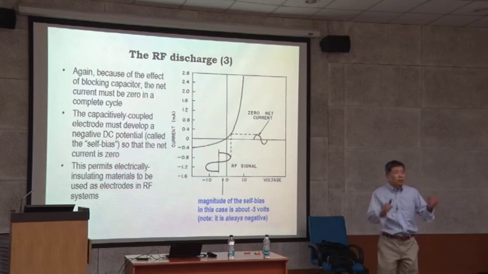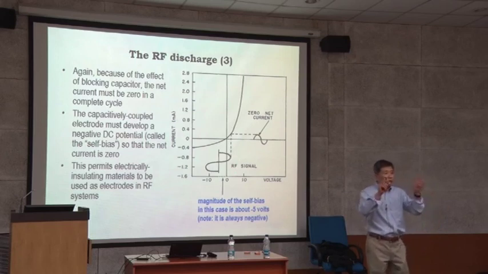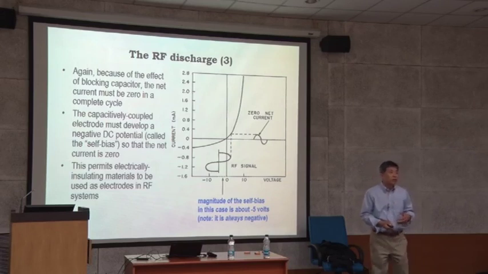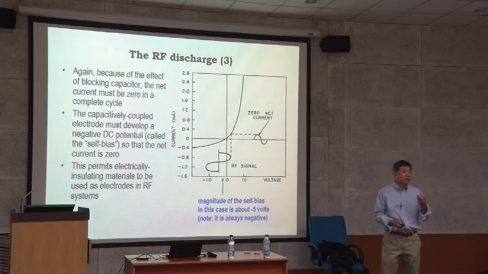When you look at your RF power supply, you have control parameters. Make sure that whatever power you use, you also read the self-bias voltage, what the voltage is. That is a very important factor for the energy of your incoming particles.